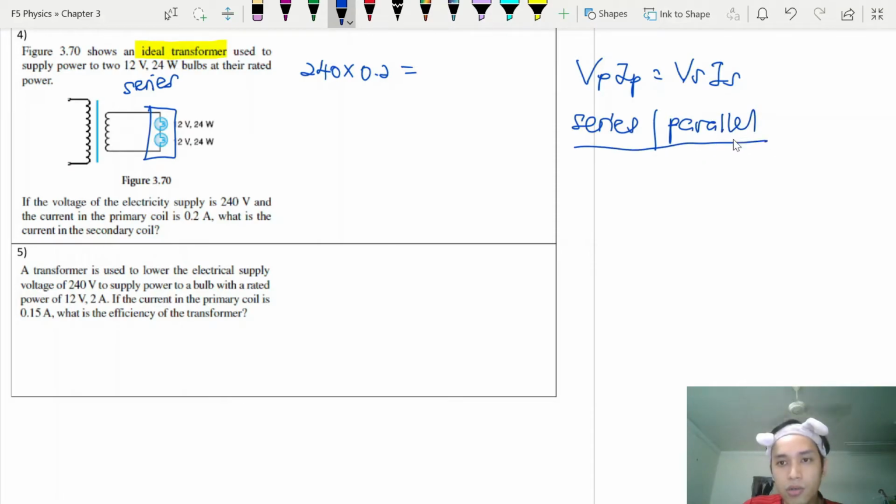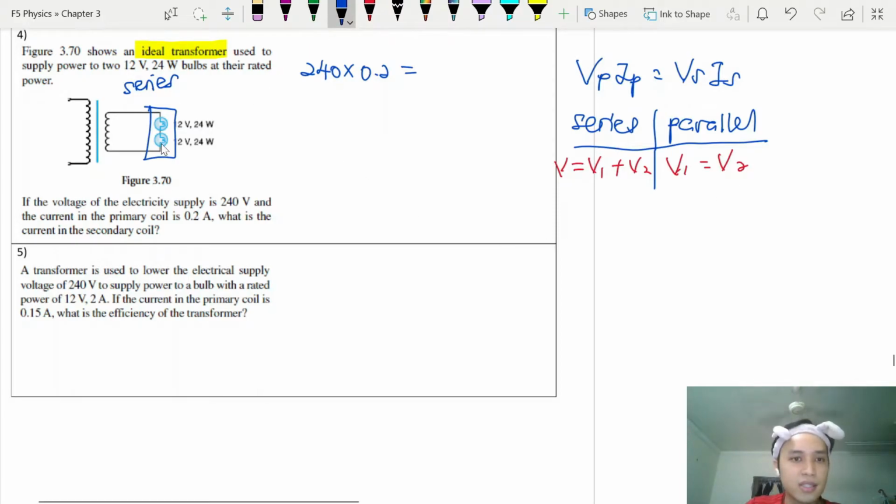All right, so in series, your voltage is shared among the circuit. When it's parallel, the voltage is the same. Since this is series, I need to add up the voltage here. So your secondary voltage here is 24 volts and not 12 volts. And then multiply by your current.